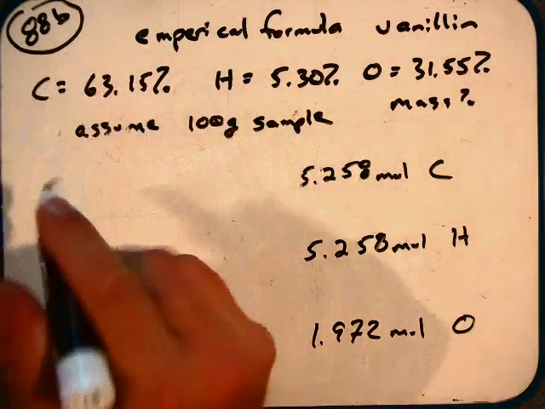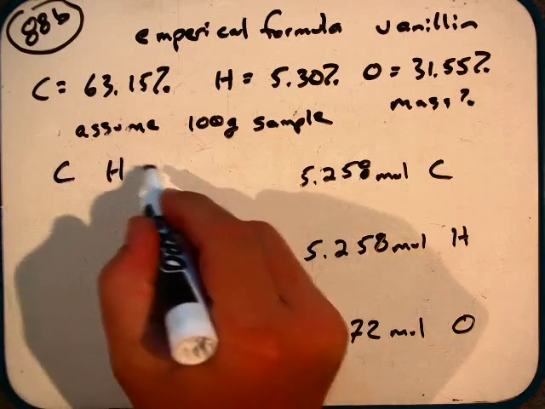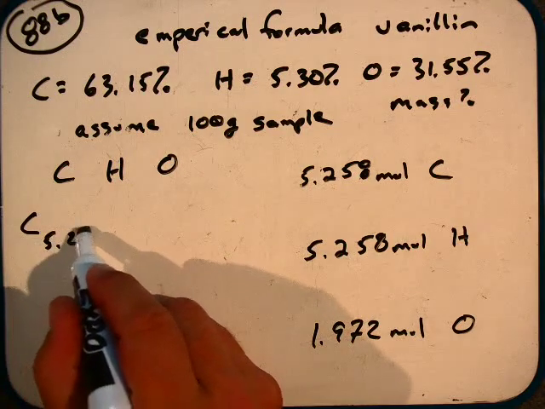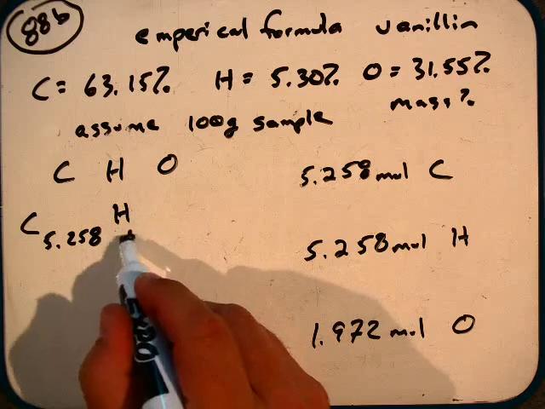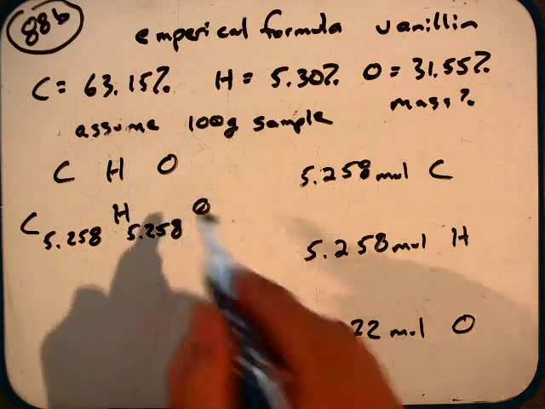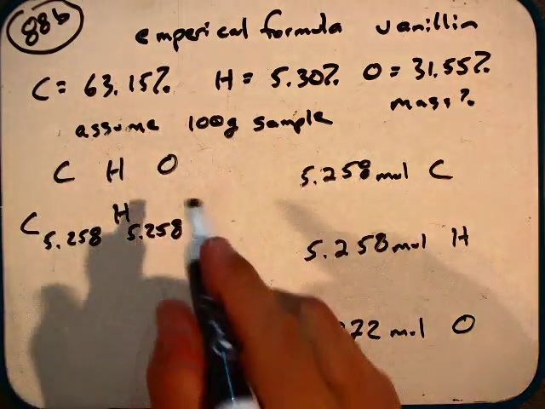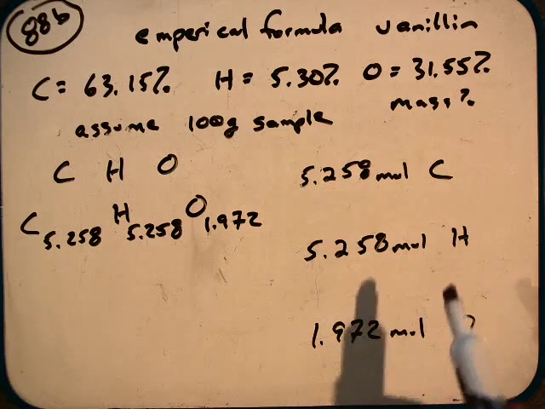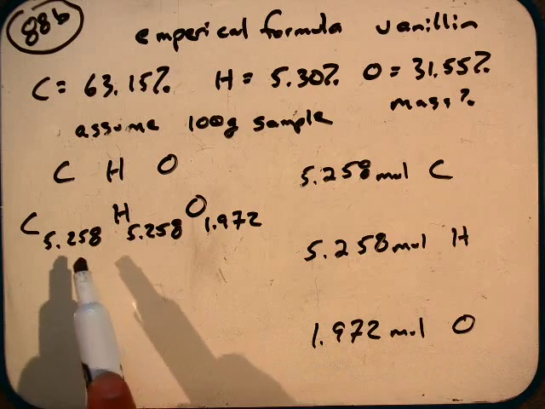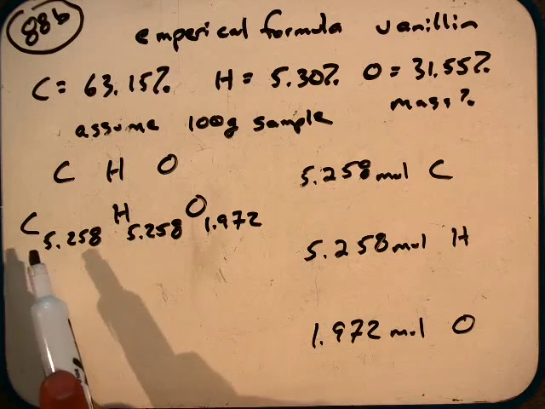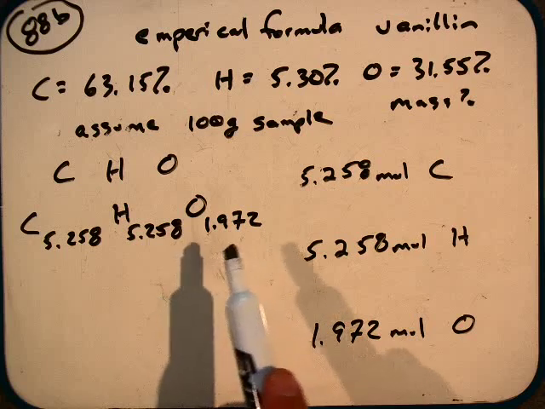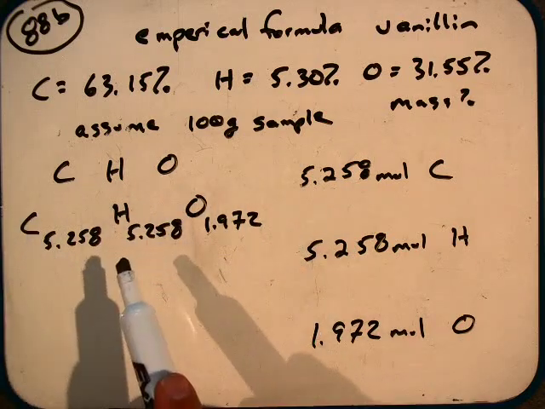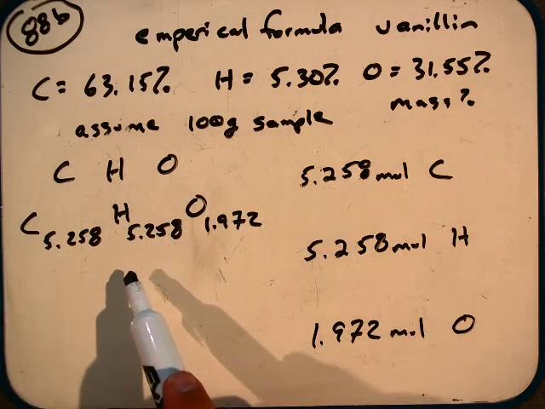So we know that we have this molecule that contains carbon, hydrogen, and oxygen, and now we know their mole amounts, 5.258, same with hydrogen, same with oxygen with its value being 1.972. So I just took those mole values that we calculated and put them as subscripts for the ratio of carbon to hydrogen to oxygen. Now, we can't have a fraction or a decimal in this formula, right? Remember, formulas have to be whole numbers.